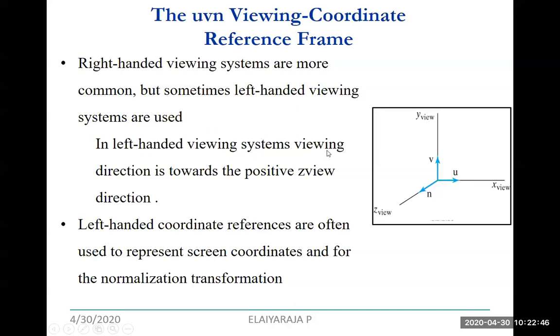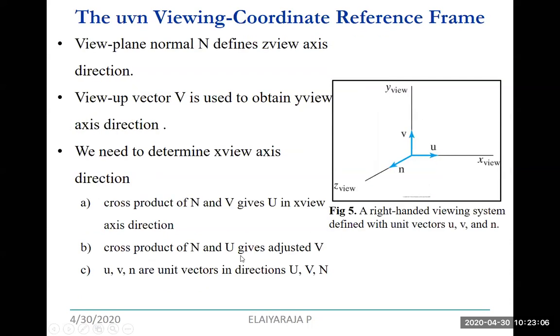In left-handed viewing systems, the viewing direction is towards the positive Z view direction. Left-handed coordinate references are often used to represent screen coordinates for normalization transformations. Here the view plane normal n defines the Z view axis. The view up vector is used to define the y view direction, and we have to determine the x view axis. How will you calculate this x view axis?